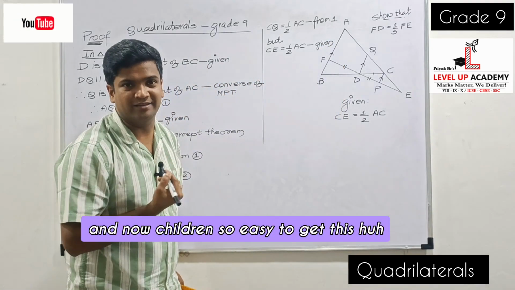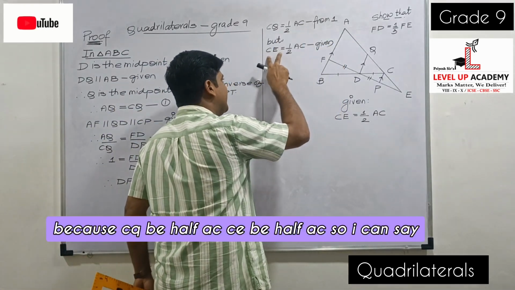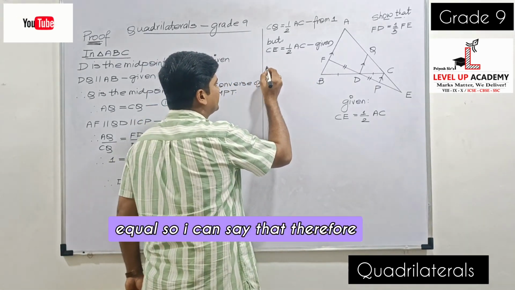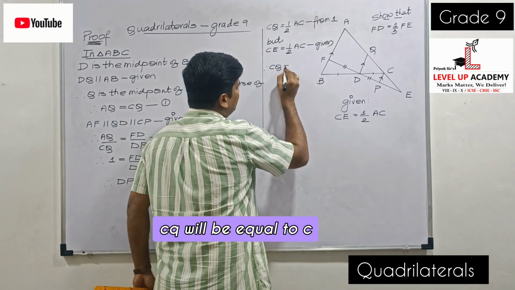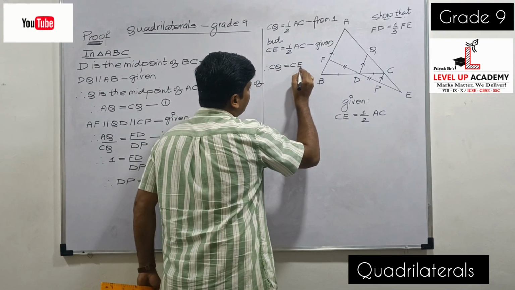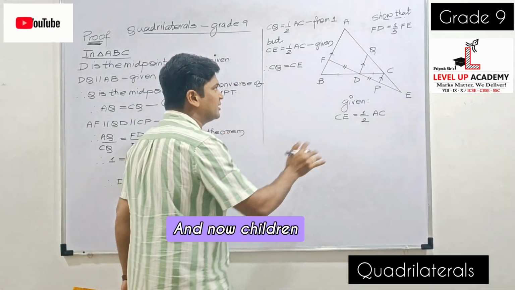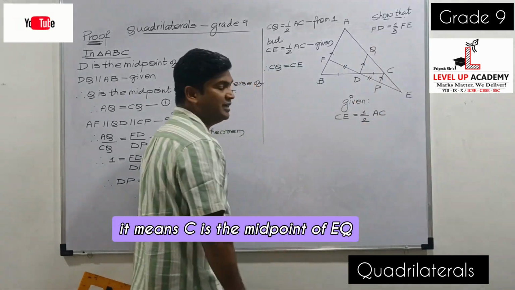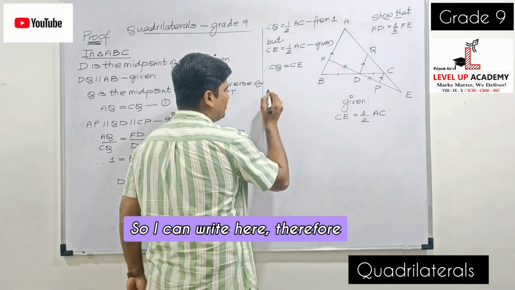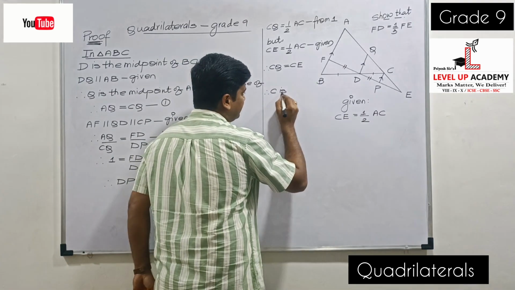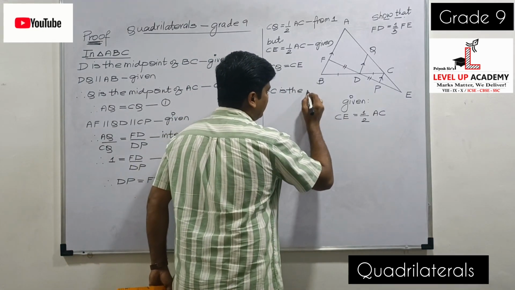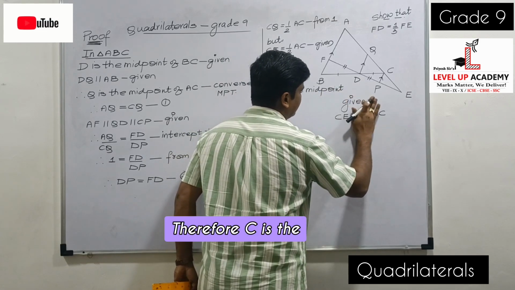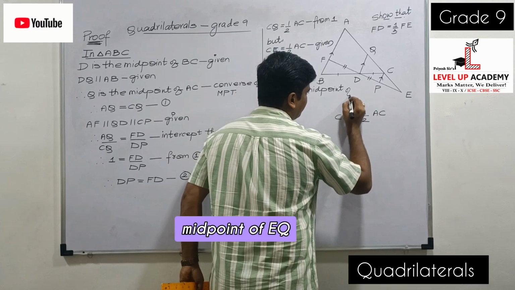Now children, so easy to get this. Because CQ is half of AC and CE is half of AC, the left-hand sides are both equal. Therefore CQ will be equal to CE. Now, if CQ equals CE, it means C is the midpoint of EQ, correct? So I can write here, therefore C is the midpoint of EQ.